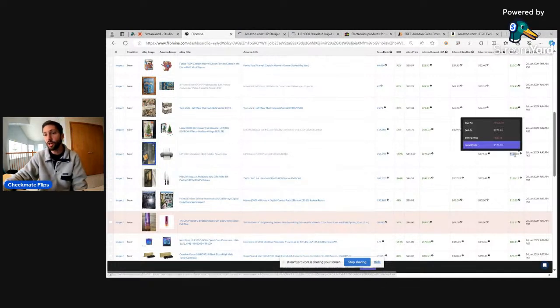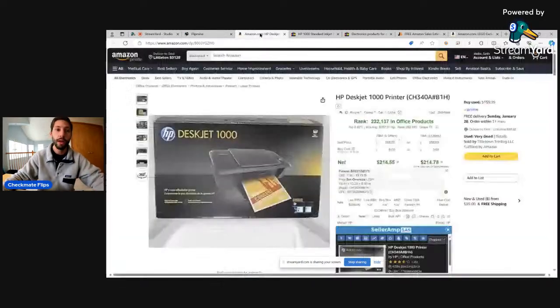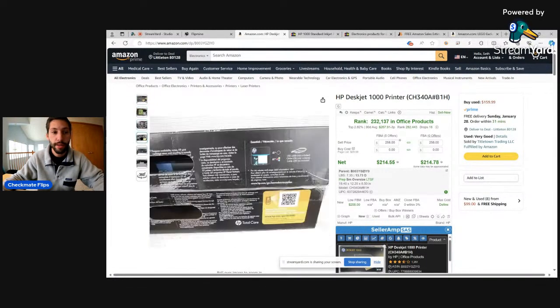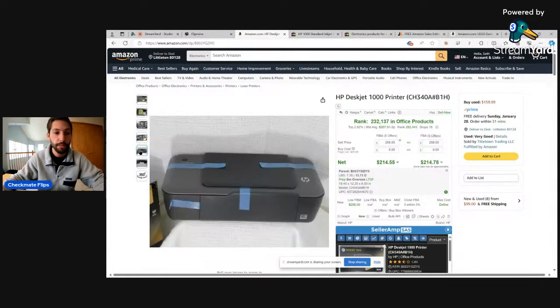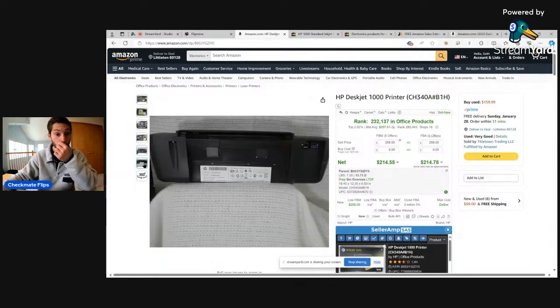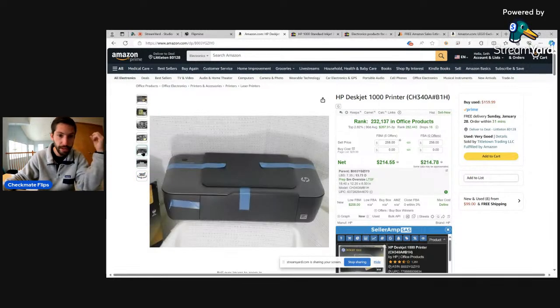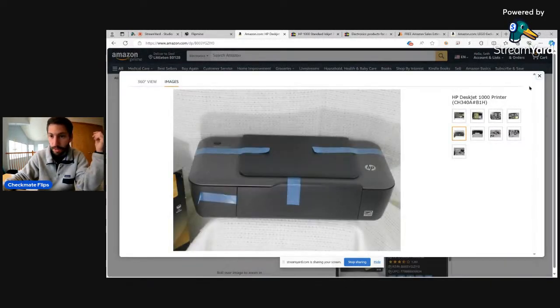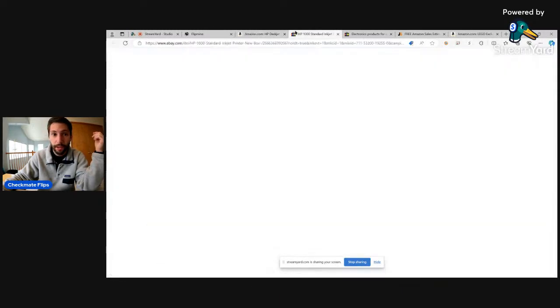We're seeing $126 profit, 112% ROI. This is not a subcategory. This is a high-ranked office product. There is some money in the high-ranked items sometimes. But looking at these pictures, I'm not into selling an item as new if it's completely been taken out of the box like this. It literally has construction tape on it. So I do not think that's new.